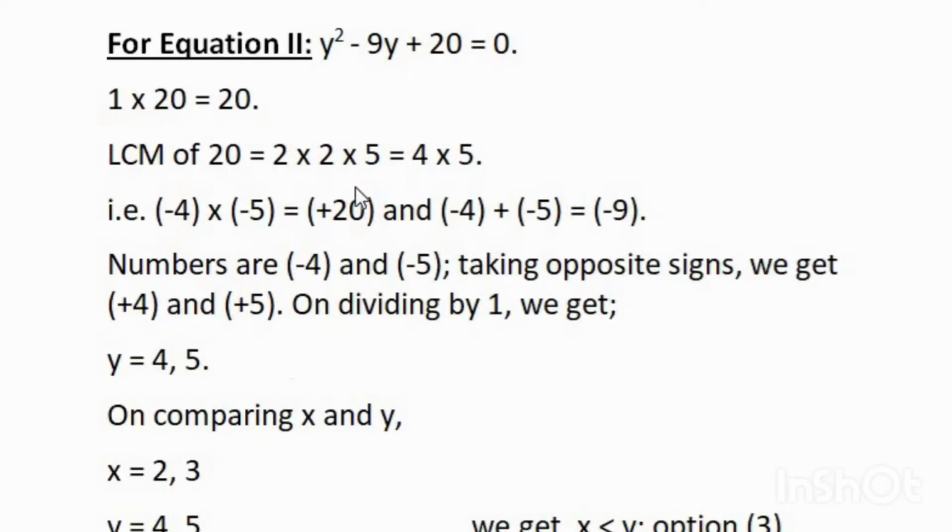And for equation 2, y square minus 9y plus 20 equal to 0, first step is multiplying constant term and y square term. So 1 into 20 equal to 20. Now taking LCM of 20, we will get 2 into 2 into 5, which can be written as 4 into 5. Because minus 4 into minus 5, we will get plus 20, and when we do addition, that is minus 4 plus minus 5, we will get minus 9, that is the middle term. So the numbers are minus 4 and minus 5.